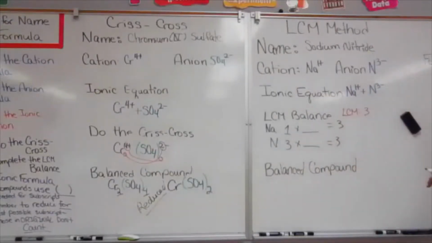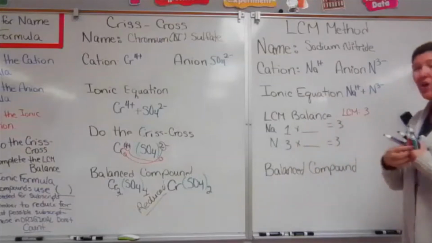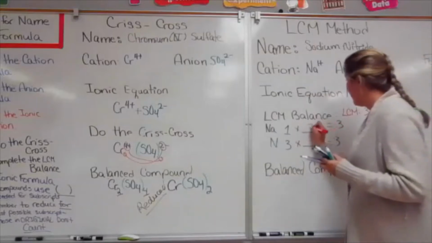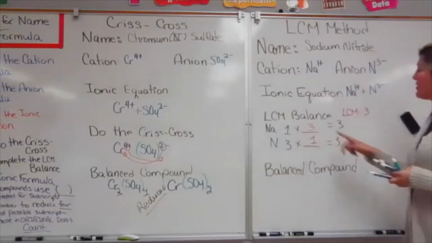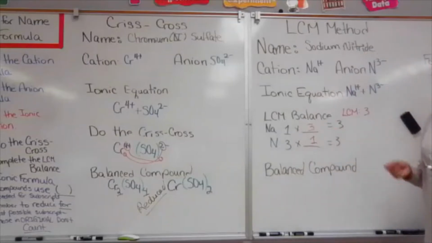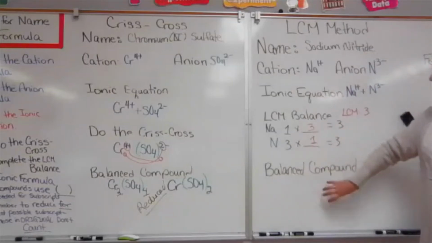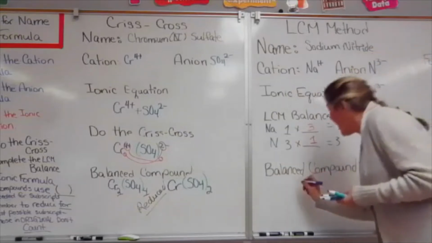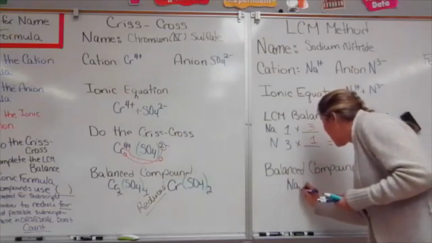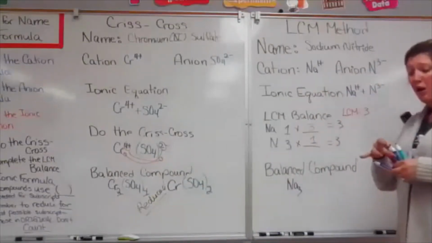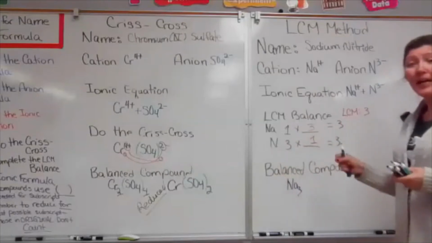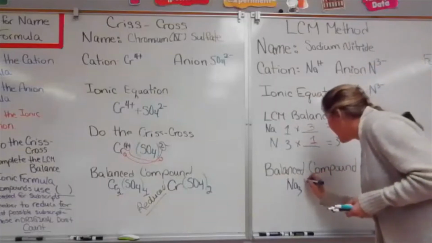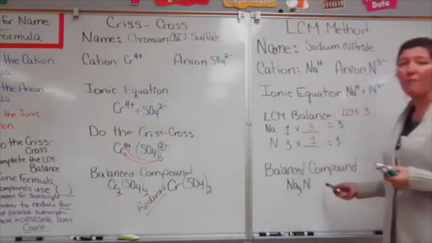So we just have to do the math problem. What times 1 equals 3? Well, anything times 1 will be itself, so this has to be 3, and this has to be 1. Now, the numbers we figured out are the subscripts. How many of each are in the balanced compound? So we can then just pull these numbers down to balance the compound. So we have Na3, and then we have to write N. But N has a subscript of 1, and remember, we don't write subscripts unless they're 2 or higher. So we just write N the 1 time, and we know we have a balanced compound.